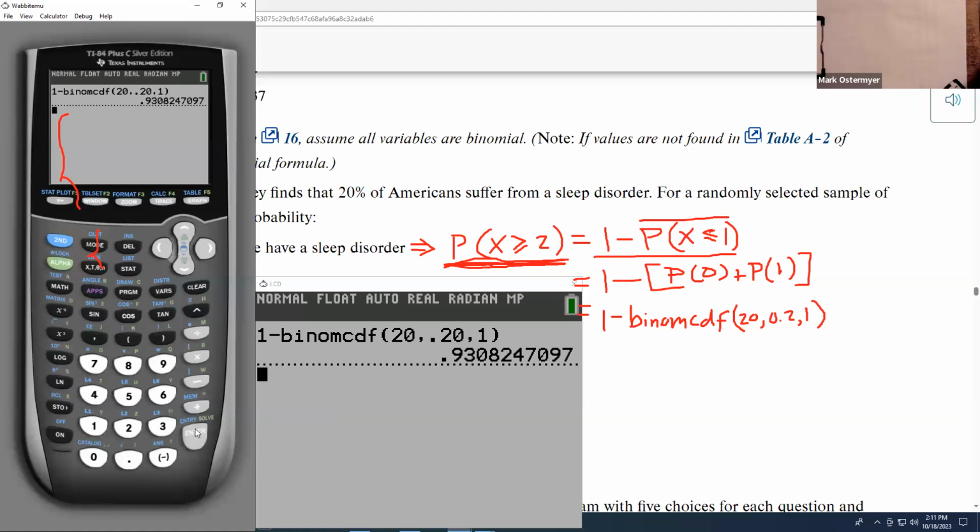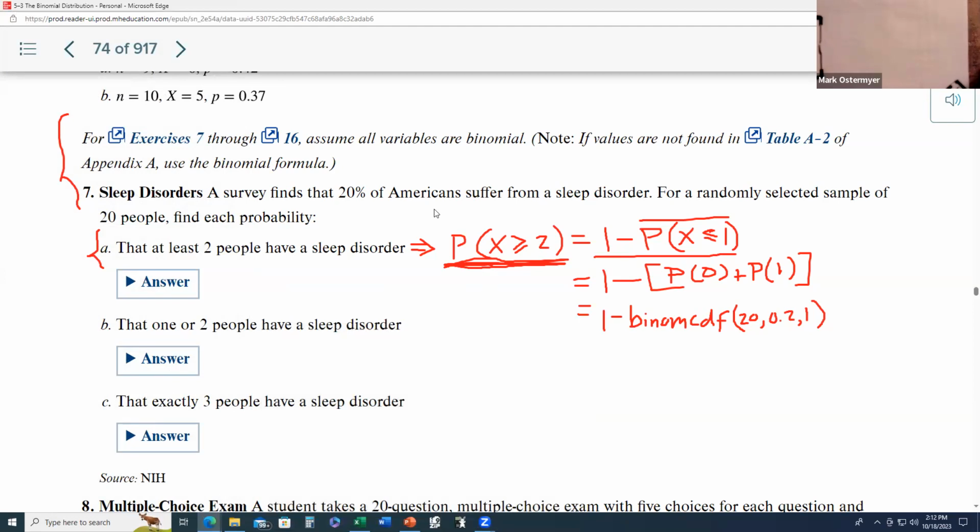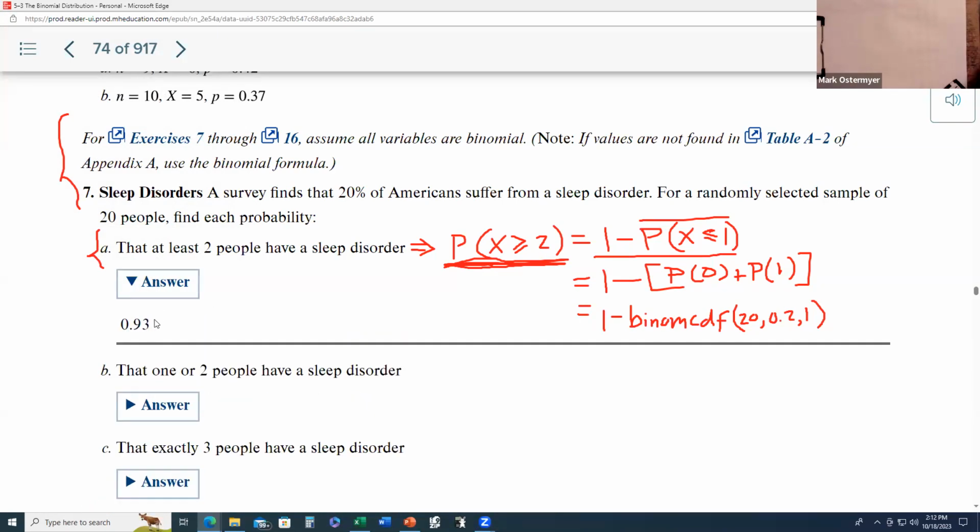Anybody get that? Yes. So, ladies and gentlemen, there's a 93% chance that when I randomly select 20 Americans, there's a 98, what was it, 98%? I think, yeah, 98% chance that at least 2 of them will suffer from a sleep disorder. That's exactly what we just computed there. And there's a 93% chance. I'm sorry, I said 98. Was it 98%? I can't remember that. Was it 98% on the calculator or 93%? 93%. It was 93%. My bad. Okay.